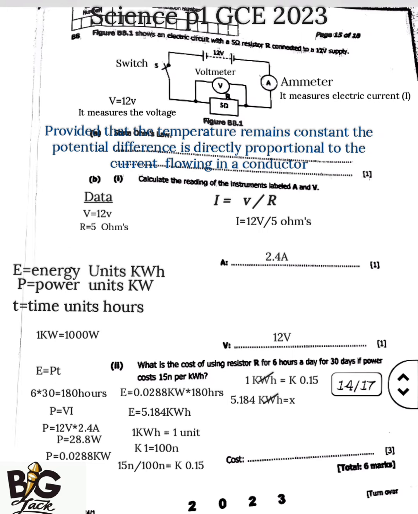Then I'm going to cross multiply. So I say 5.184 multiplied by 0.15. Then my answer is cost equal to 0.7776 kwacha. This one is my final answer. Feel free to pause the video so that you know what I'm doing here.